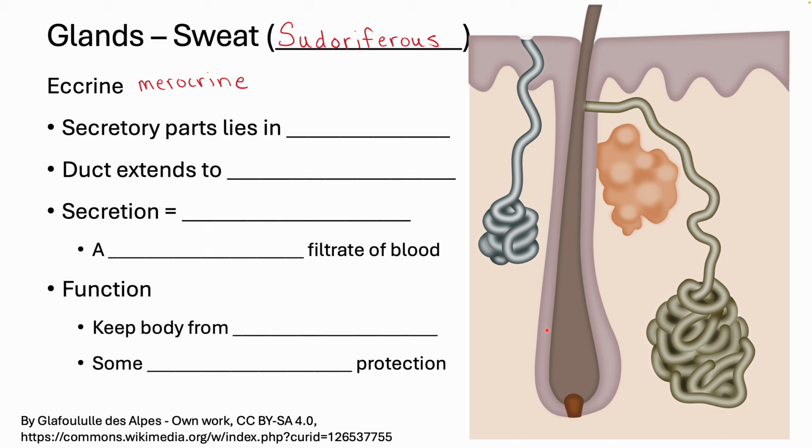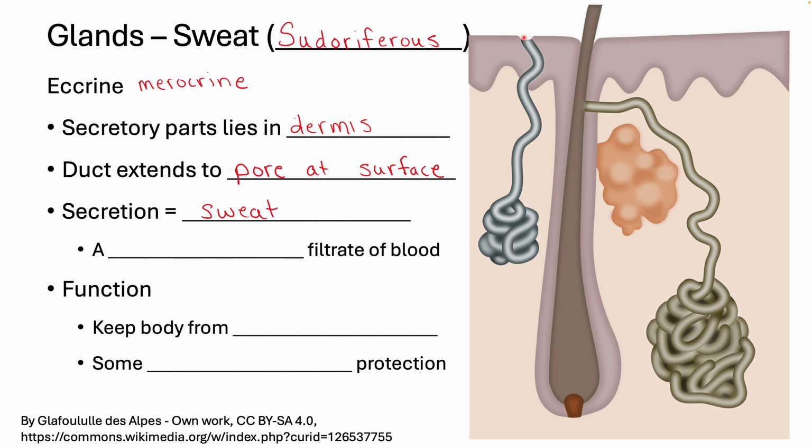In the case of the eccrine sweat gland, the secretory part is going to lie in the dermis. So that is going to be this portion right here that's secreting, and then the duct is going to extend and go to the surface of the skin, so it empties at a pore. The secretion of a sudoriferous gland is going to be sweat.